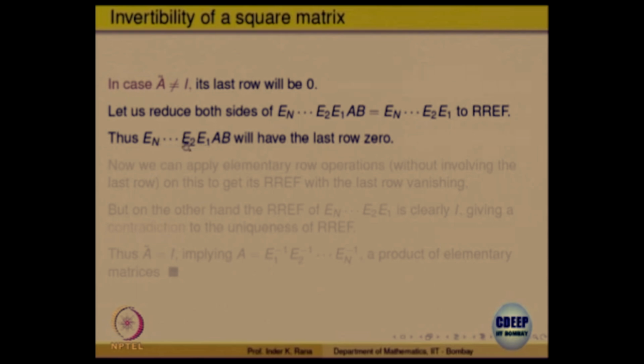This product En E2 E1 into AB, this part of the matrix, that is A tilde, has a 0 row. When you reduce this product, that will stay as a 0 row. Now look at the right hand side, En E2 E1, that is the right hand side of the same thing. What will be the reduced row echelon form of that?